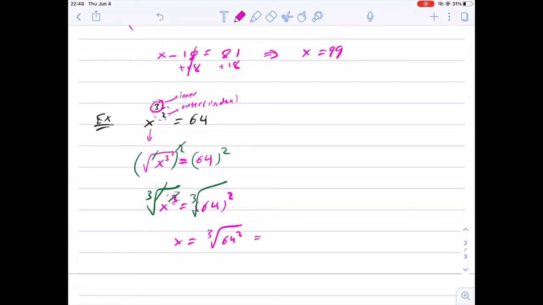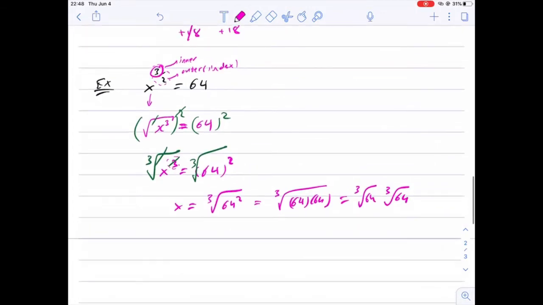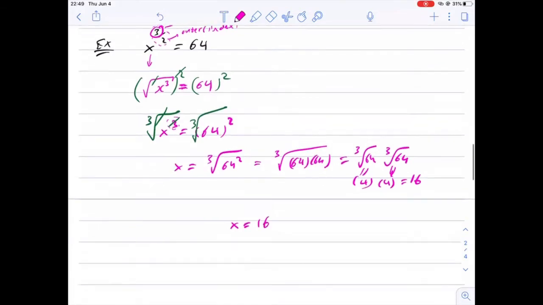Now we need to simplify this. We can write this as cube root of 64 times 64. And then we can distribute the cube root. What is the cube root of 64? What is the number whose multiplication by itself 3 times gives 64? It's 4. So 4 times 4 is 16. So the solution is x equals 16. And as I mentioned, there are different ways to solve this equation.